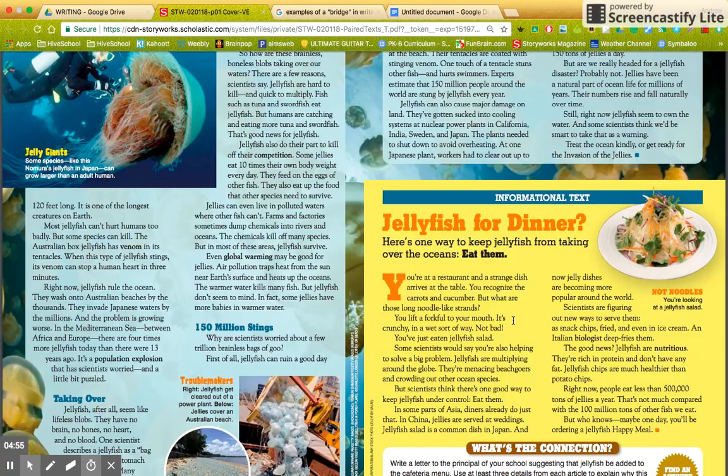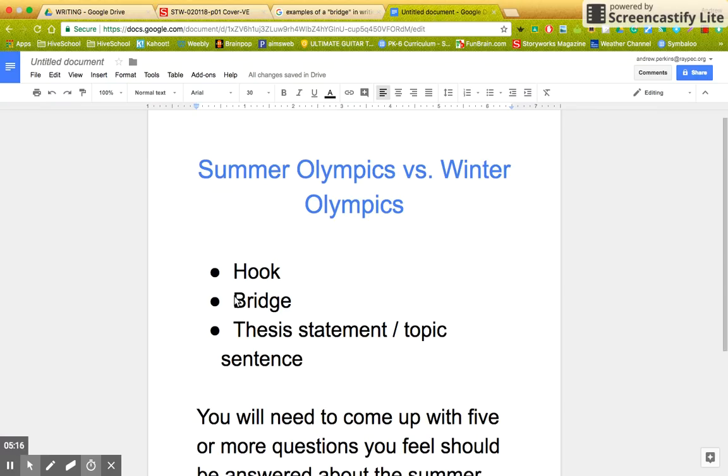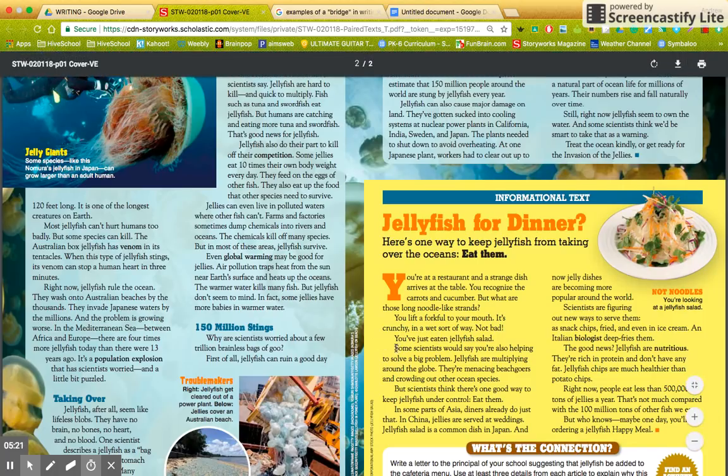Now, they continue on with their hook. They keep going. You lift a forkful to your mouth. It's crunchy in a wet sort of way. Not bad. And then they tell you you've just eaten a jellyfish salad. So now this is still a hook, guys. They're still hooking you. Now we're going to come back to this right here, this bridge. What is a bridge? Well, I'm going to show you a bridge. Some scientists would say you're also helping to solve a big problem. Jellyfish are multiplying around the globe. They're menacing beachgoers and crowding out the other ocean species.